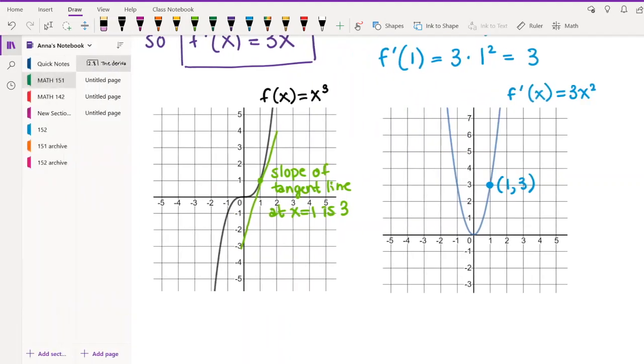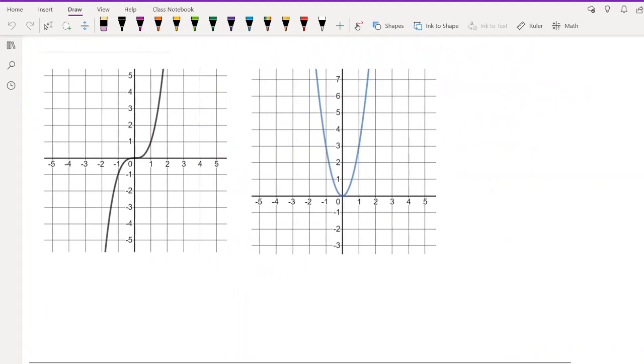Okay, so I'm going to bring up the same graphs again, but I want to do something a little different with them. This is something we talked about in the last video, but I just want to repeat it again. Remember that we talked about this connection: when the original function is increasing, that means that the derivative function is positive. And when the original function is decreasing, that means the derivative function is negative.